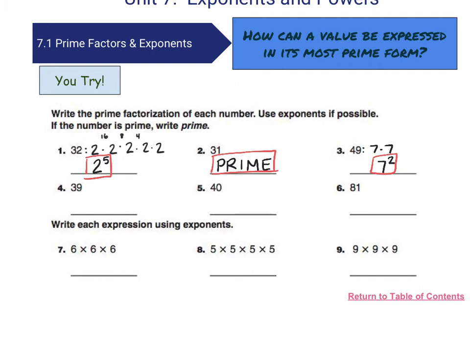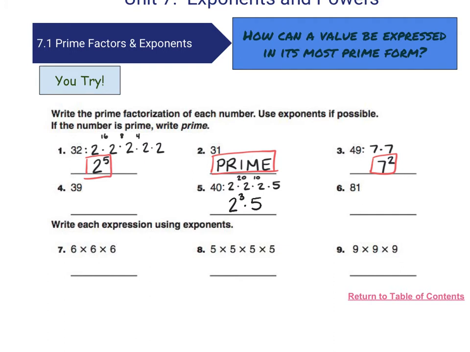You know what, I'll do one more. Let me do 40. And that's the same thing as 2 times 20, 20 not being a prime, 2 times 10 not being a prime, and 2 times 5. Well, let's go back and double check. 5 times 2 is 10, times 2 is 20, times 2 is 40. So I have 2 being multiplied 3 times, then by 5.